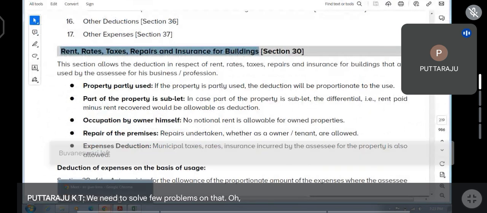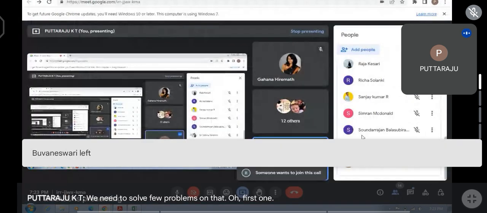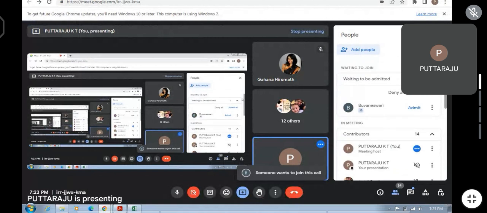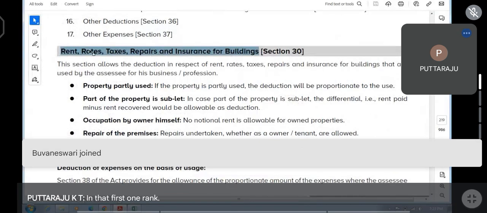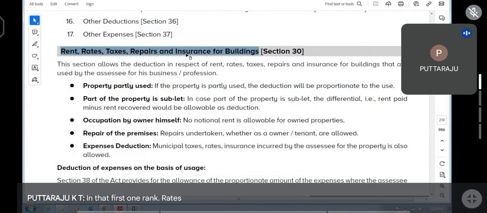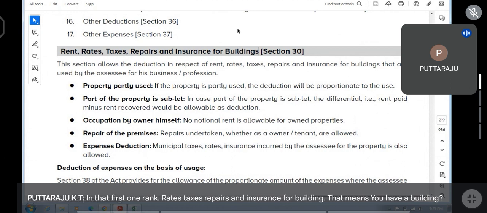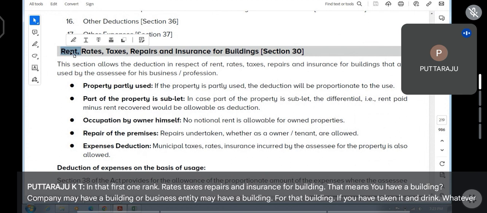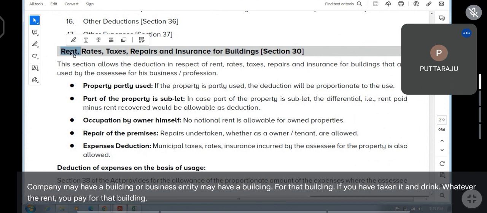First one. Rent, repairs and insurance for building. That means a company or a business entity may have a building. For that building, if you have taken it on rent, whatever rent you pay for that building will be allowed as a deduction.